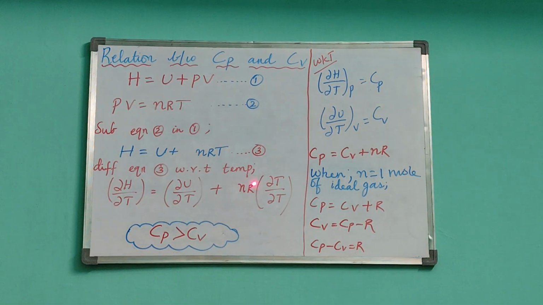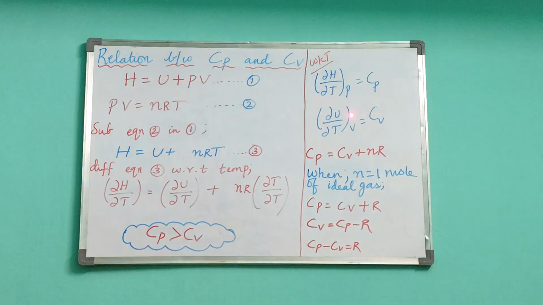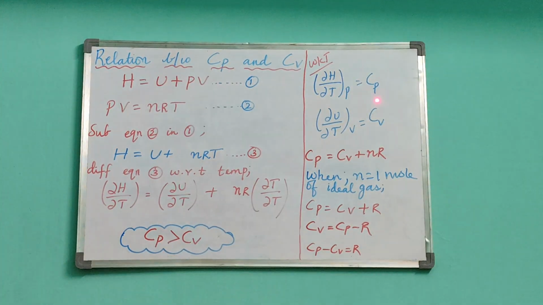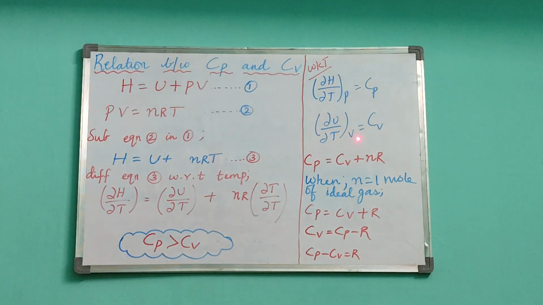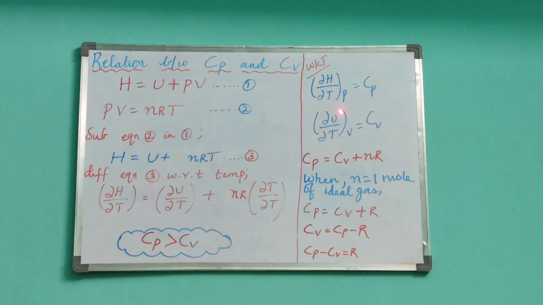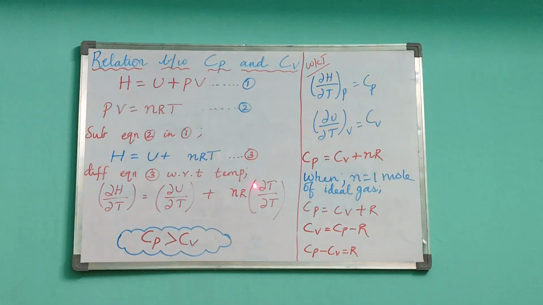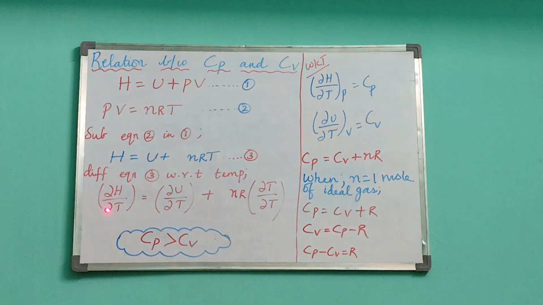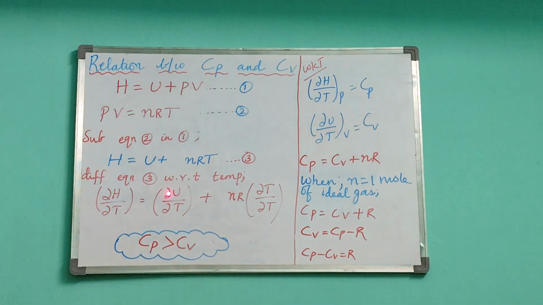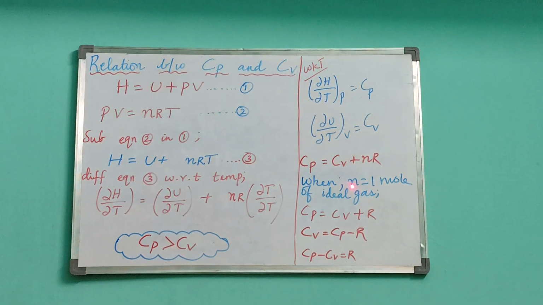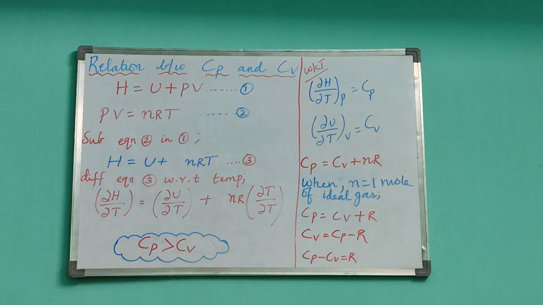nR. As you know, the value of ∂H/∂T at constant P is the value of Cp. Then ∂U/∂T at constant V is Cv. Now substitute these two values in this equation. We get, instead of ∂H/∂T, it will become Cp. Instead of ∂U/∂T, you will substitute Cv, plus nR.